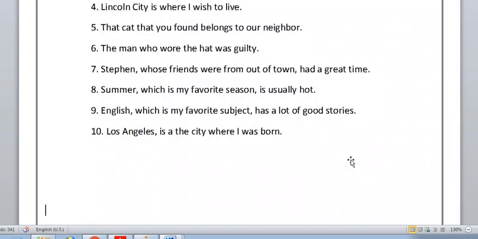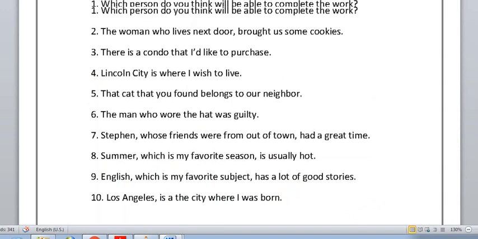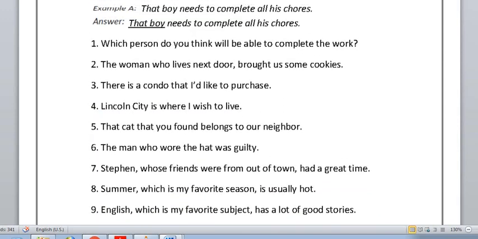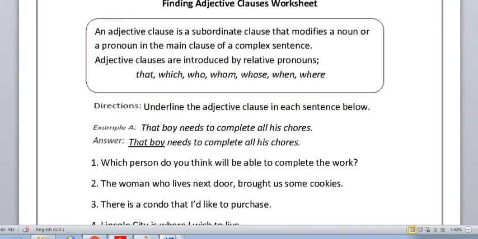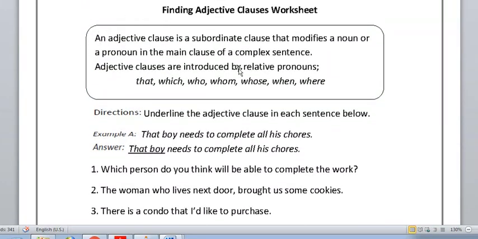Now come to some practice exercises. Part of it we will answer here, and another part will be your homework. First, read this brief of the whole lesson. The adjective clause is a subordinate clause that modifies a noun or pronoun in the main clause of a complex sentence. Adjective clauses are introduced by a relative pronoun, like that, which, who, whom, whose, when, and where. This is the brief of the whole lesson.